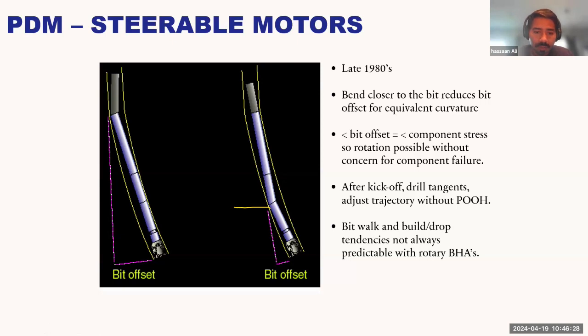And the closer you deploy the bent sub to your drill bit, the lesser the offset, and the farther you have it, the more offset you will be able to achieve.